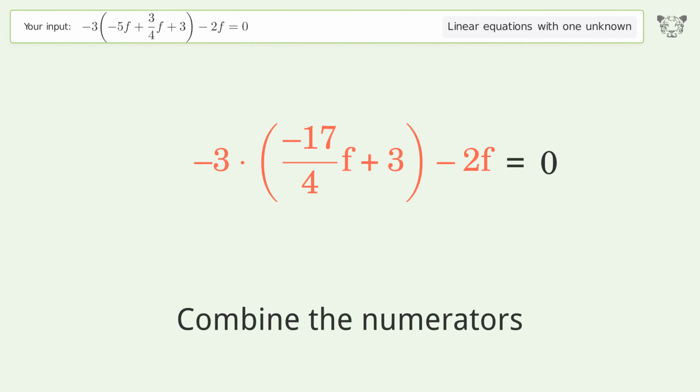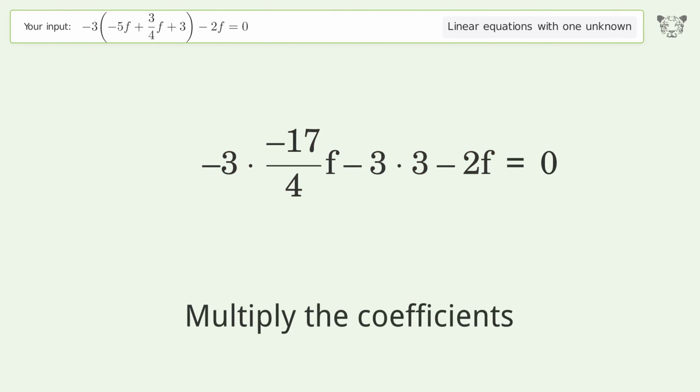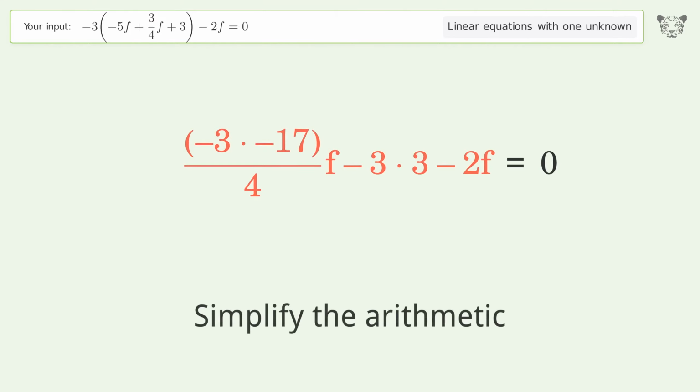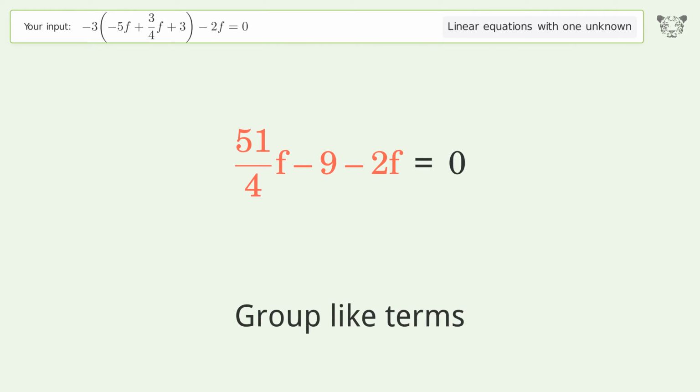Expand the parentheses. Multiply the coefficients. Simplify the arithmetic. Group like terms.